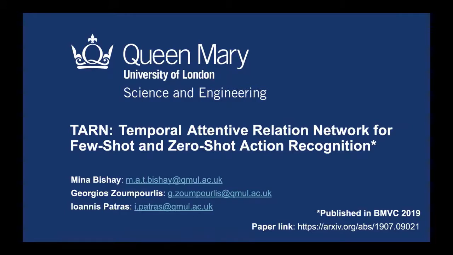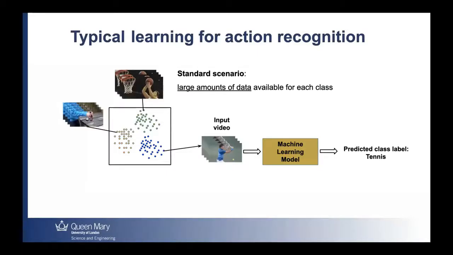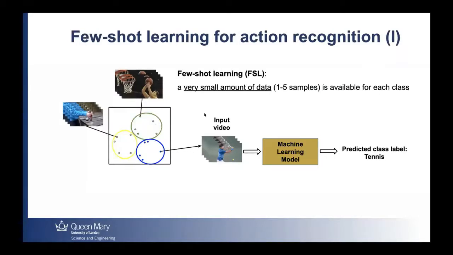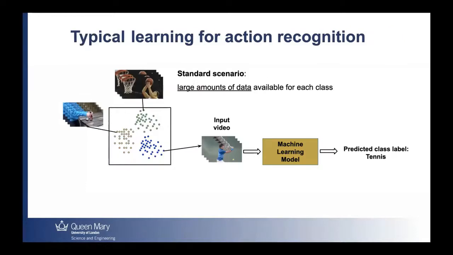Hello, my name is Georgios Sumpurlis, and I will present the joint work with Mina Bisai and Ioannis Patras on TARN, temporal attentive relation network for few-shot and zero-shot action recognition, that has been published in BMVC 2019. The standard process of training machine learning models involves using large amounts of data to learn its class. Then during testing, the trained model gets a video as input and predicts its class label.